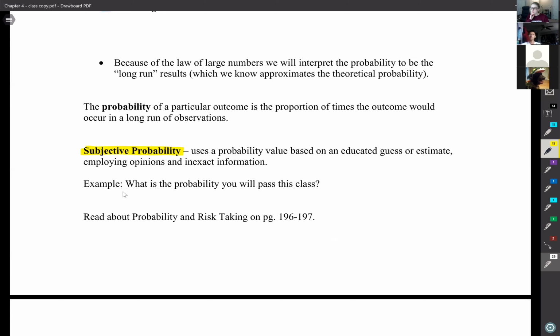Or maybe you go to the doctor and they say there's a 20% chance you'll need surgery. You're like, where did they get that? How 20%? What numbers did they run or think about to get 20%? It was just an educated guess. So that's subjective probability. We don't really do anything with it. It's just another type. And then it says you can read about probability and risk taking on page 160 or 196 through 197. So just a little added bit of information that you can read about in your free time.